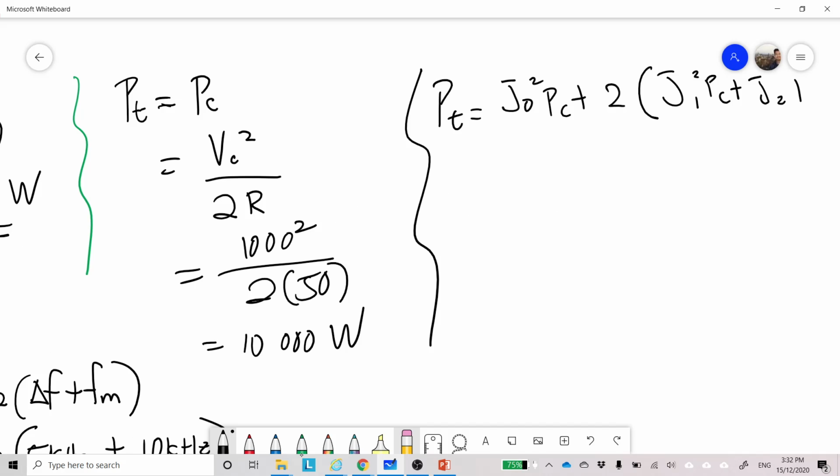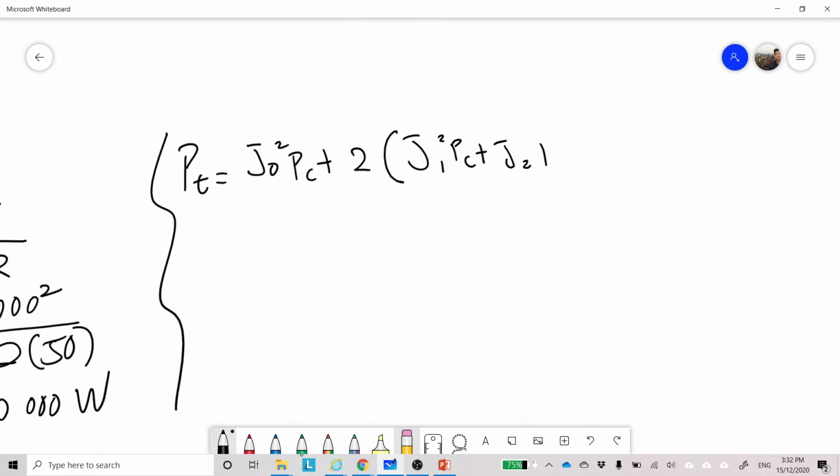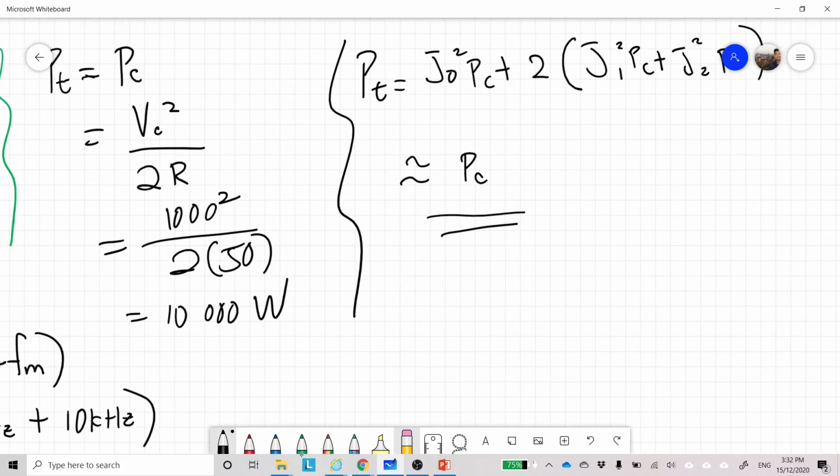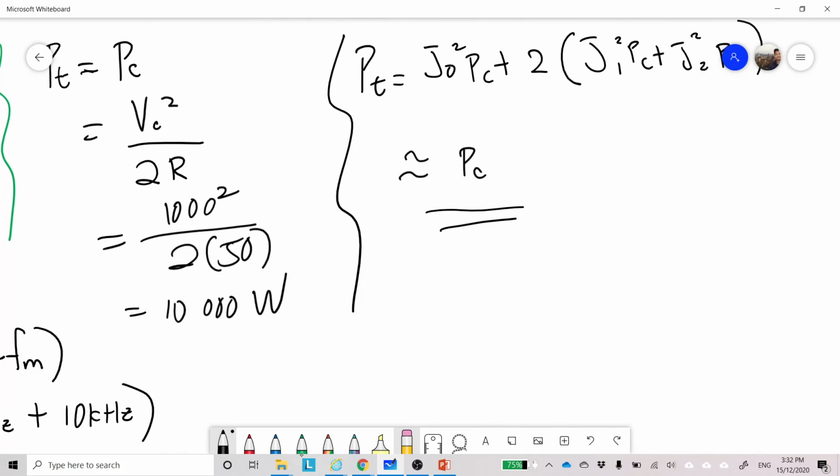Sangkut-sangkut. Okay, so J2 square PC. So you akan dapat lebih kurang PC lah. So ini you boleh kira sendirilah berapa. Okay. So selesai equation.